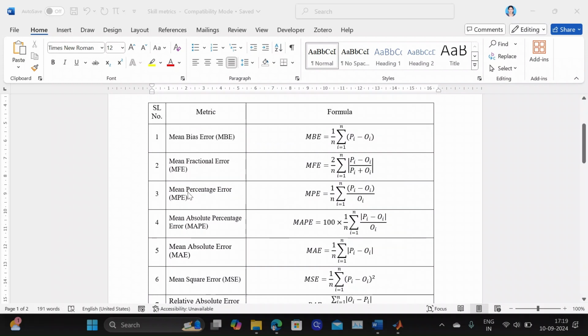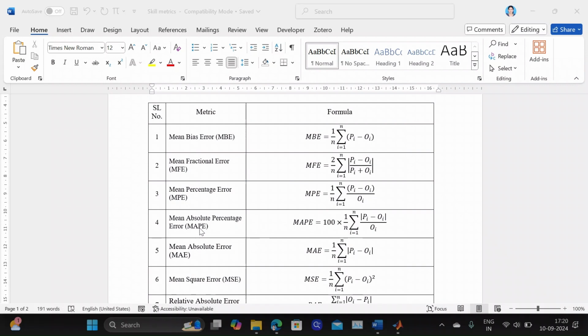The third metric is mean percentage error, or MPE for short. MPE is equal to 1 by n summation i equals 1 to n of this error term, that is Pi minus Oi divided by Oi to get the percentage, and then taking the mean. Now, if you need to convert this into a mean absolute percentage error, you'll take the absolute value of this error, then multiply by 100 to get the percentage.